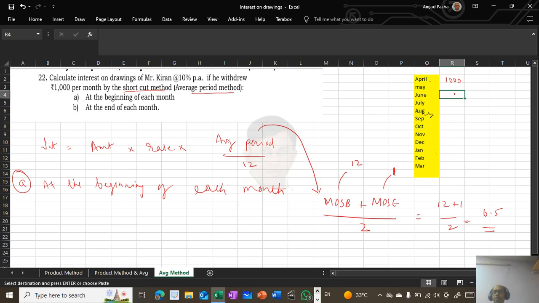So simply apply. What is the amount? The amount is obviously 1000 into 12. He is withdrawing 1000 for 12 months. But he has to pay interest on 1000 for 12 months, again on 1000 for 11 months, on 1000 for 10 months, 1000 for 9 months, like that. So for March he has to pay interest for only 1 month. March also he has to pay interest.